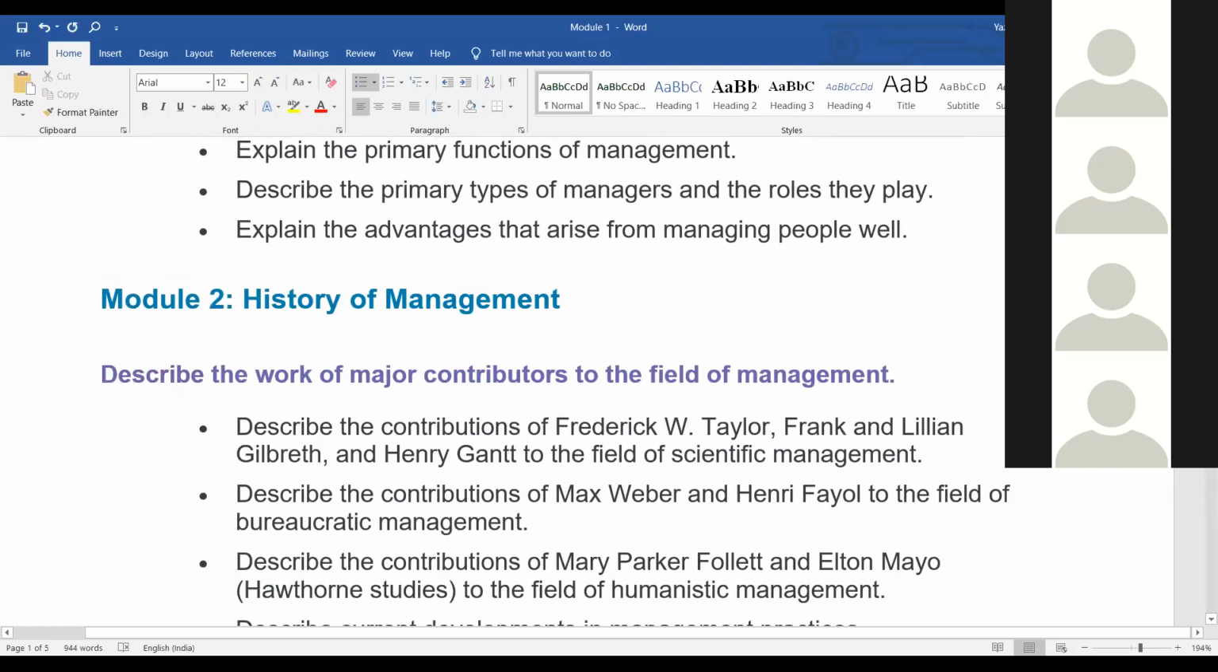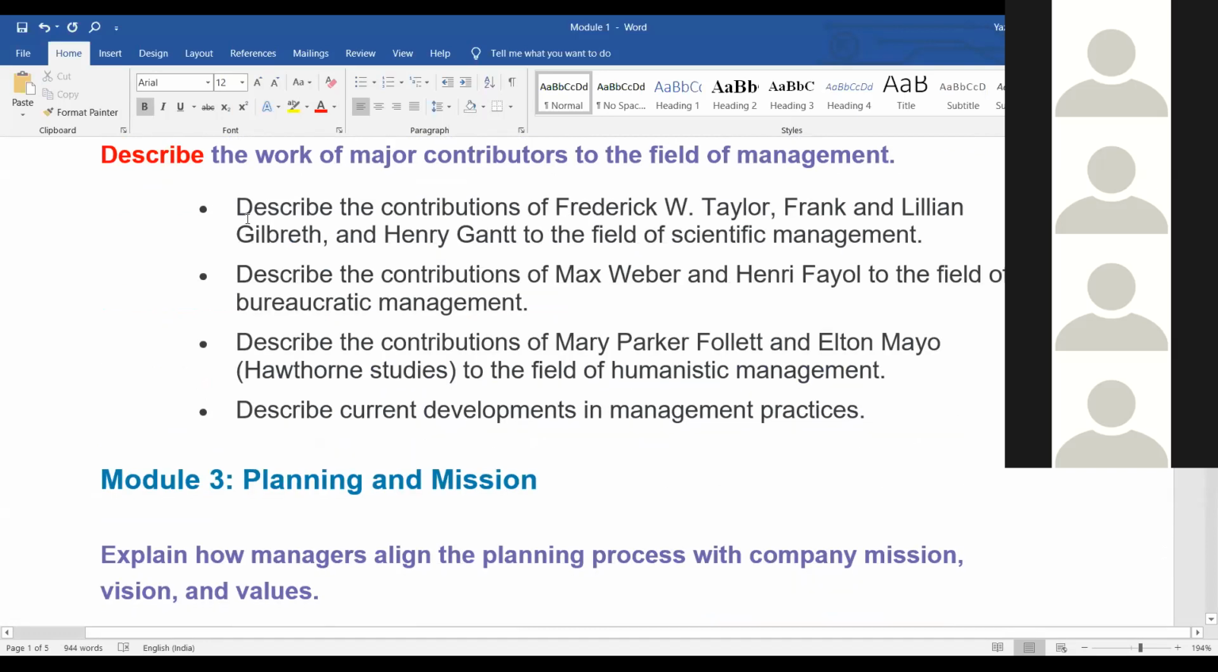Then the second one: describe the work of major contributors to the field of management. Here also they are using the second level, that means K2 level, purely knowledge. For the field of management, who are all the main authors who contributed. The course outcome is further divided into topic-wise outcomes or session outcomes. One course outcome is broken into 4 or 5 topic-wise outcomes. This can be used for giving the depth for each and every topic, but all are at the same level. They are using the same keyword for all the subtopic-wise outcomes also.